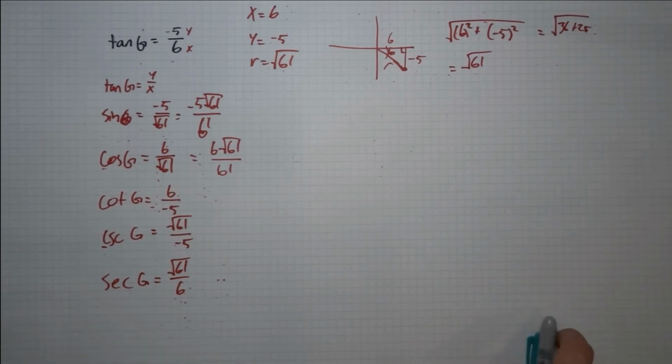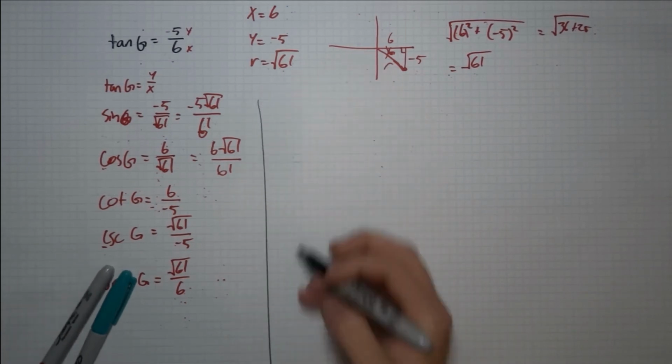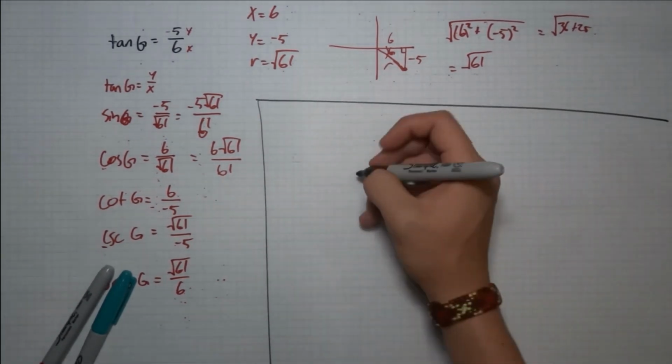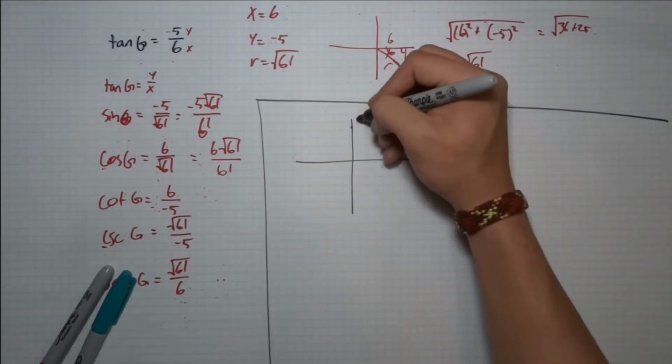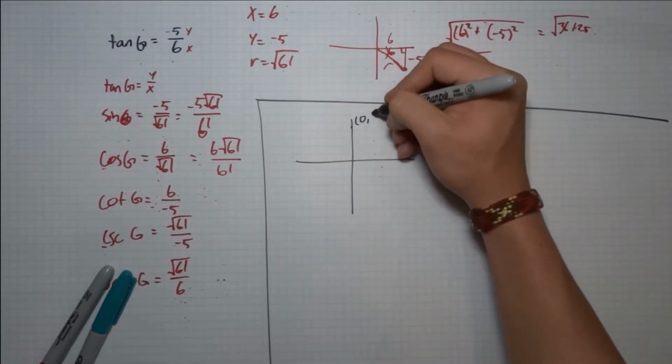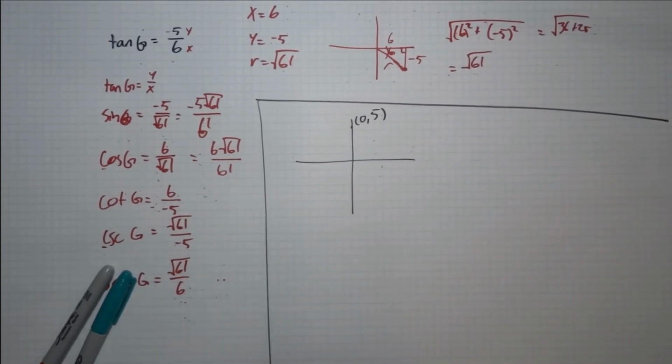Now, a special case would be, and I'm going to mark off this part of the paper here for a second problem. A special case is when our point falls on an axis. So I'll call this point 0, 5.